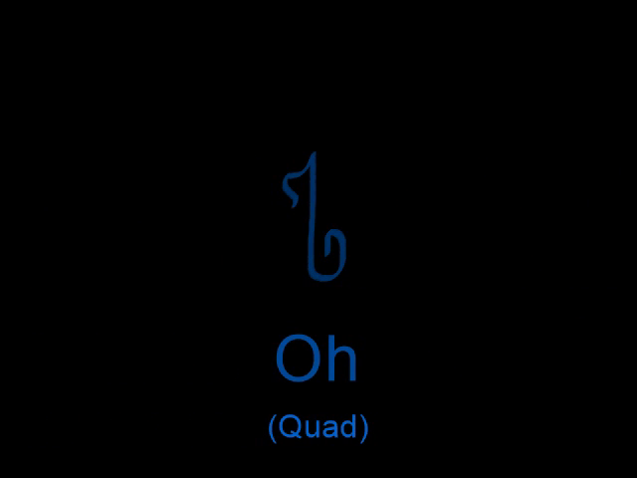Next is the letter O. This has a meaning of quad and is used in words that involve a quantity of 4, a quadrinity, the fourth in a series, and a fraction equal to 1/4.